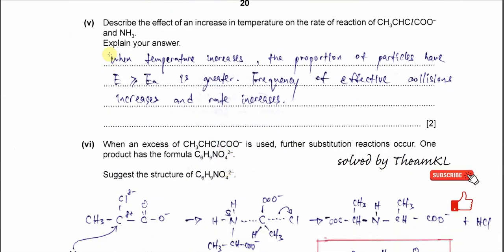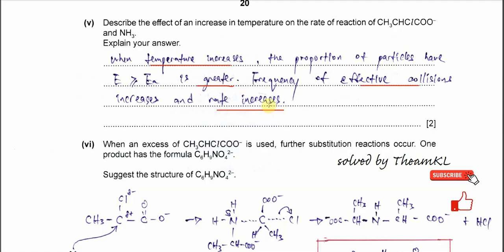Now, part 5. Describe the effects of an increase in temperature on the rate of reaction between the carboxylate and ammonia. Explain your answer. This is something you learned in AS also. When temperature increases, the kinetic energy increases, so each of the particles will gain more energy and move faster. What you need to explain is that when the temperature increases, the proportion of particles which have energies more than the Ea is greater. Therefore, the frequency of effective collisions increases, and therefore the rate increases. This is what you learned in AS.